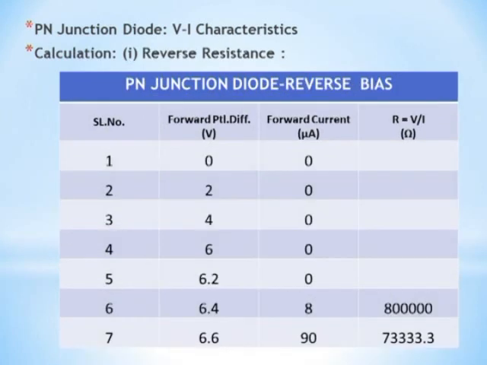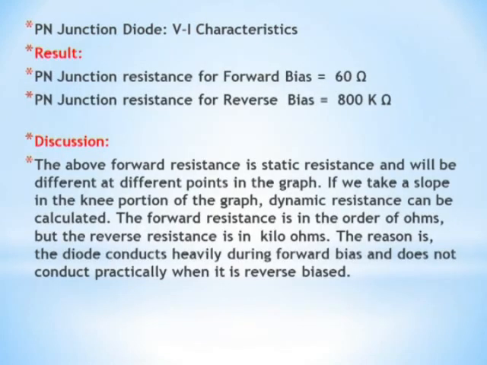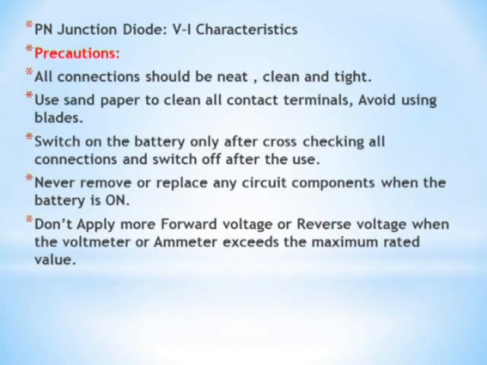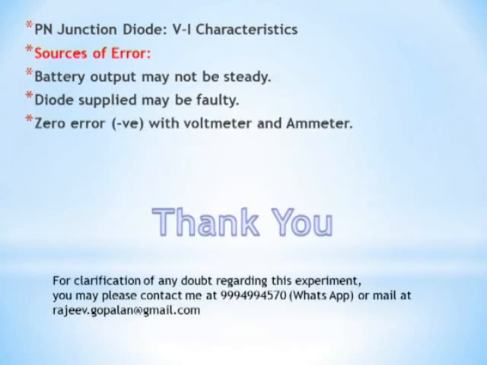Resistance is calculated in forward bias and reverse bias simply by dividing voltage by current. And see the difference in the values also, because the forward bias current is in milliampere and here it is in microampere. So that difference reflects as ohm to kilo ohm. Precautions and sources of errors are also briefed. Take it as a reference.